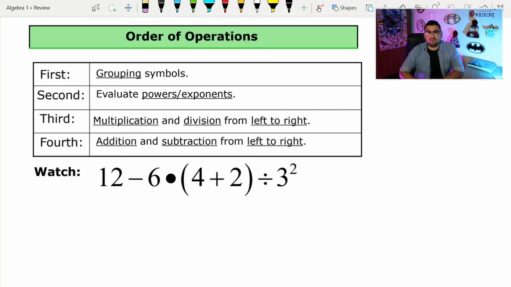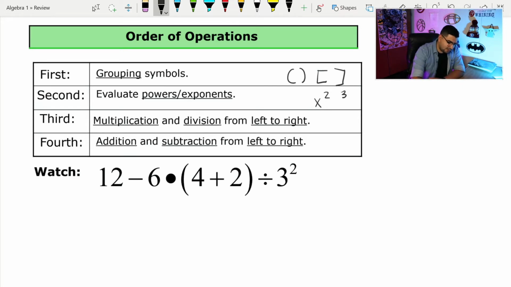The 4 steps that I'm going to be talking about. Usually what you want to evaluate first are grouping symbols. Grouping symbols can be in the form of parentheses or brackets. Anything that's inside of those, you want to evaluate and calculate first. The next thing you want to look at is powers or exponents, those tiny little numbers such as x squared or cubed.